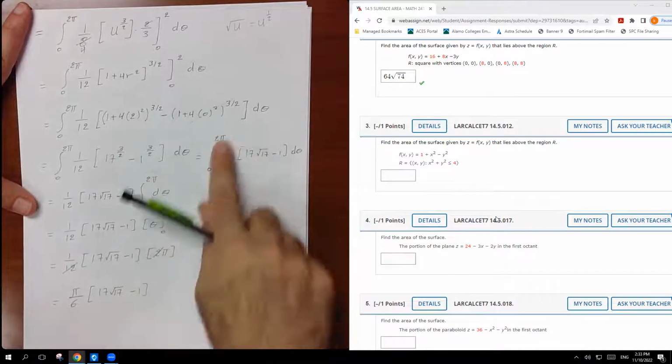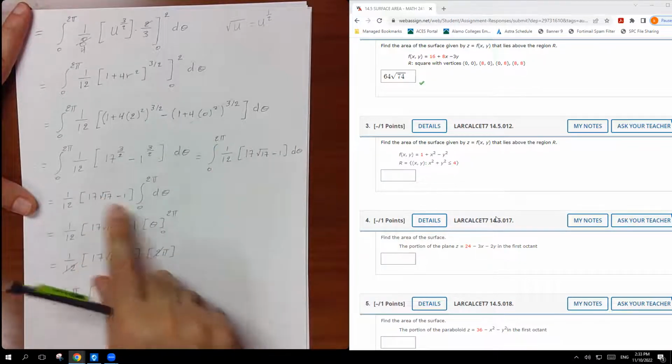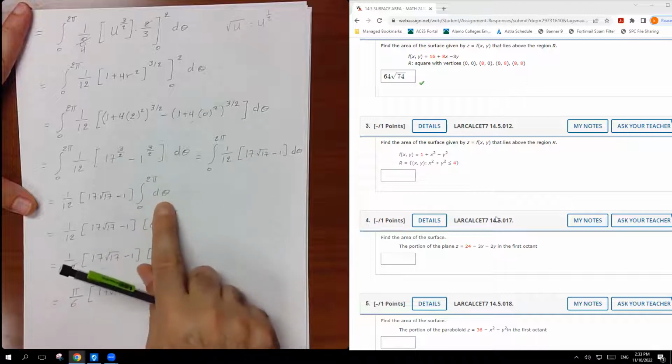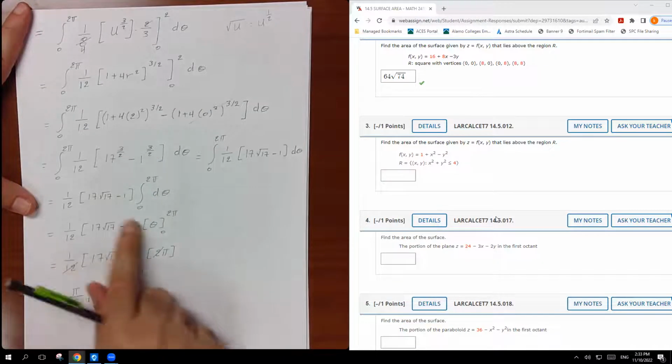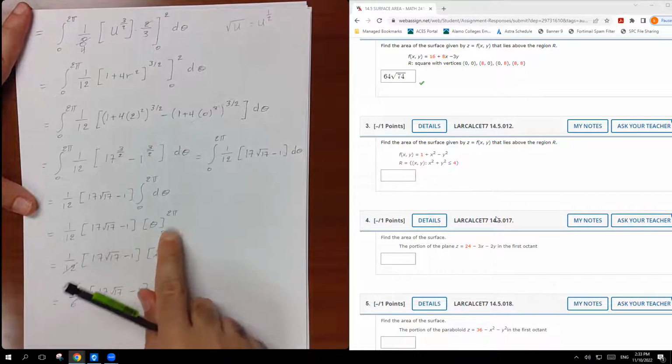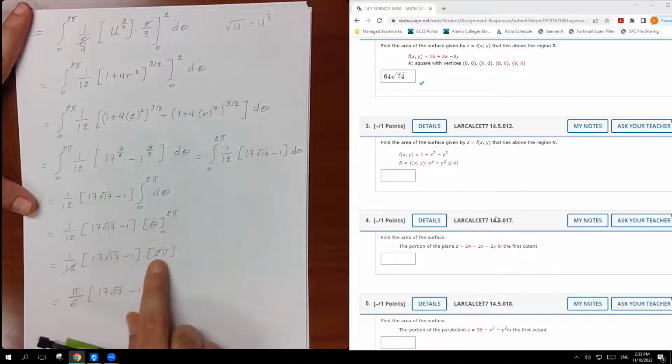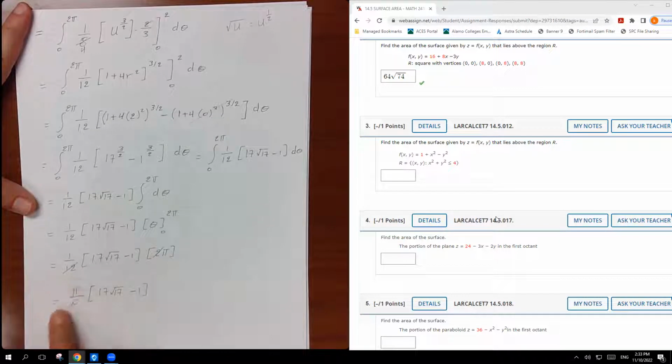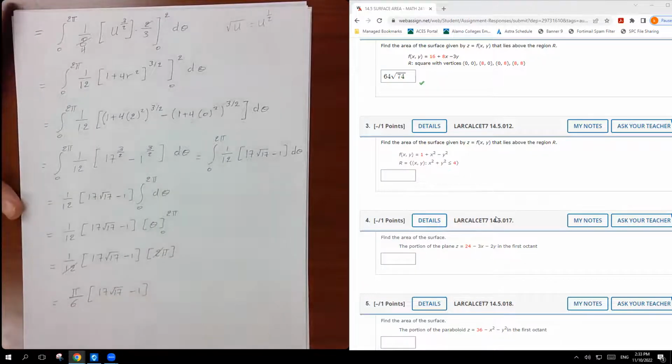Now everything here is a constant. So from 0 to 2 pi, d theta. This is the constant, theta from 0 to 2 pi, which is 2 pi minus 0. Cancel the 2 with the 12. So pi over 6 times the bracket 17 square root of 17 minus 1. So this is the answer for example 3.